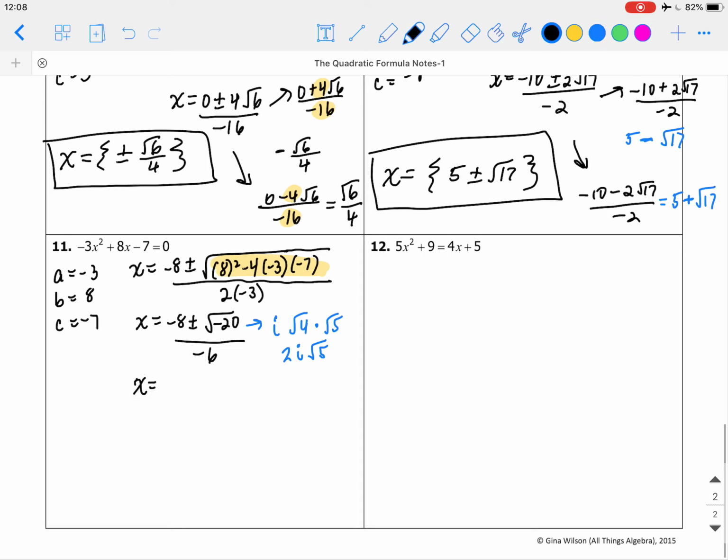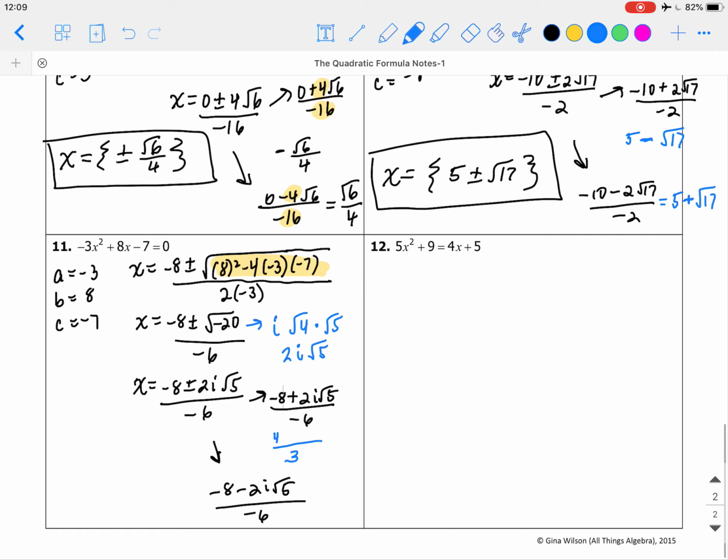So I have x is equal to negative 8 plus or minus 2i square root 5 all over negative 6. Let's go ahead and write our two little answers out. So I got negative 8 plus 2i square root 5 over negative 6, and I have negative 8 minus 2i square root 5 over negative 6. So my first one, 8, 2, and 6, they're all even, so we can definitely simplify. I will have, let's see, negative 8 over negative 6, both divisible by 2. So I'll have 4/3.